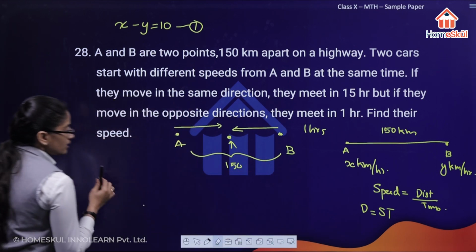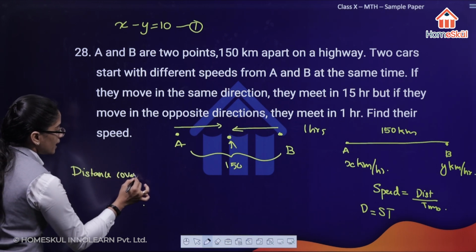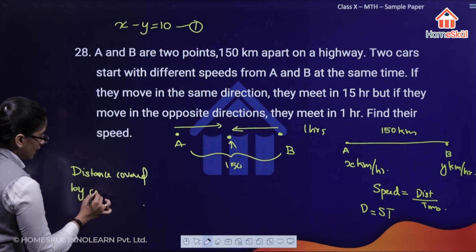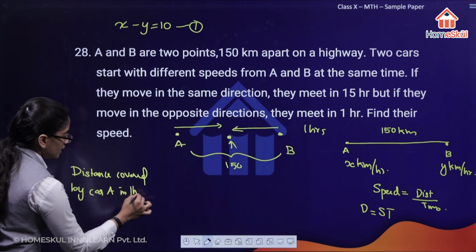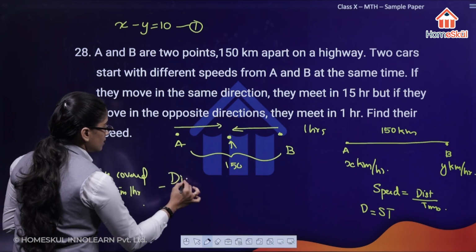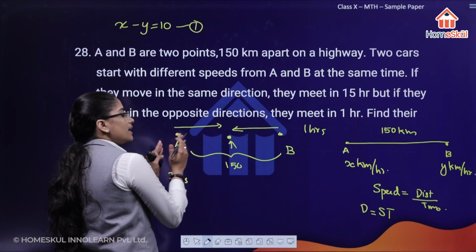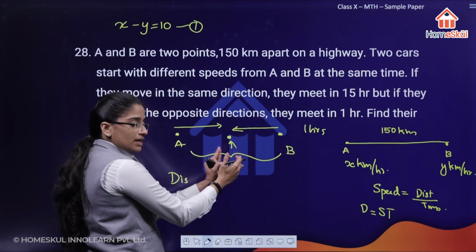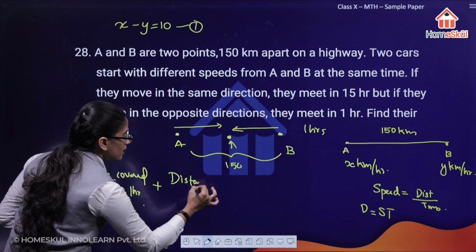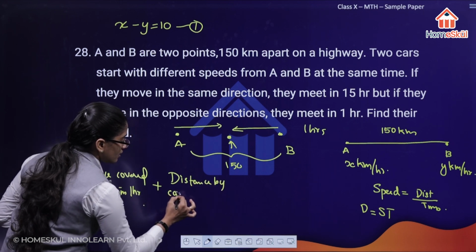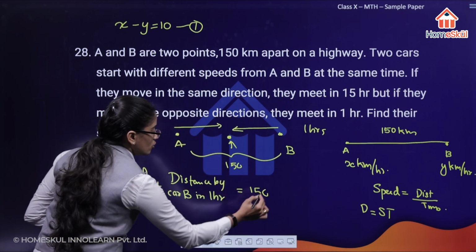This is the scenario. So, here the distance covered by car A in 1 hour minus, it's not minus, it's plus, isn't it? Because the distance covered by car A in 1 hour plus the distance covered by car B in 1 hour is equal to this 150 kilometer. So, it is plus distance covered by car B in 1 hour is equal to 150 kilometer.